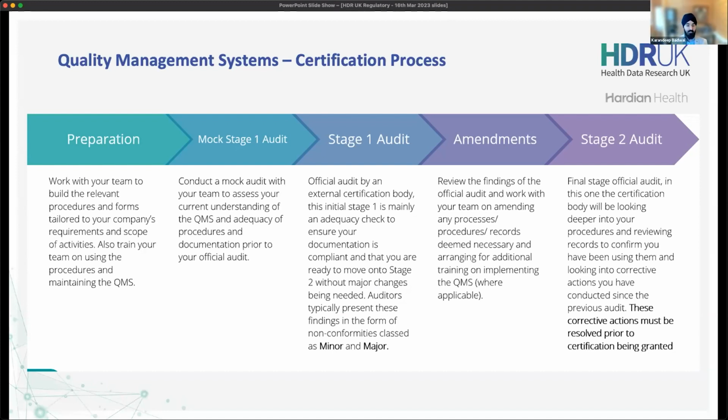Yep. So this is an interesting one. And people often say, what does the certification process look like? So first of all, of course, is the preparation phase. You're bringing in a quality management system, whether that's an EQMS or a paper-based system. You work with your team, you put the adequate resources in place. Maybe you have some sort of project management and you build a quality management system.